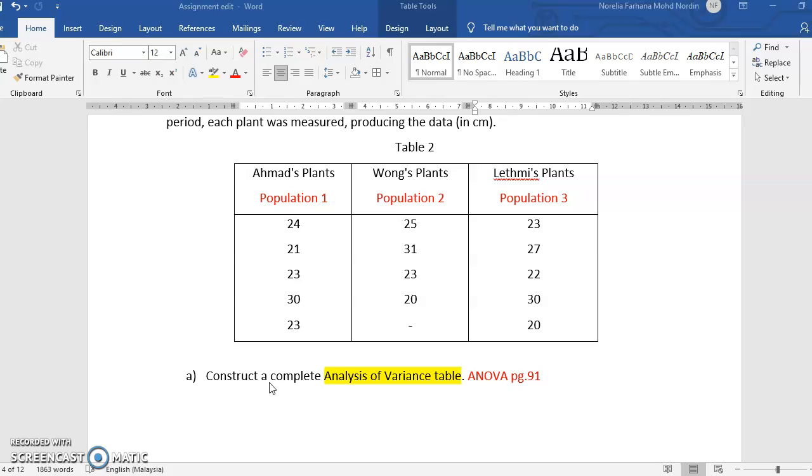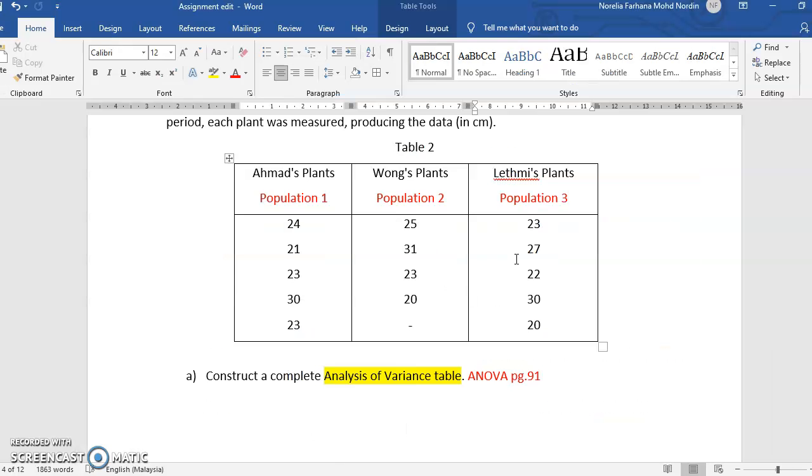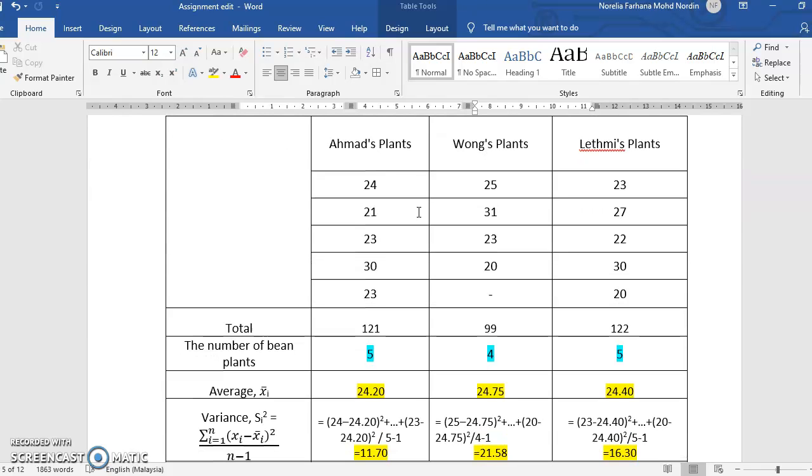First question: construct a complete ANOVA table. Page 91, refer to the ebook. This is the ANOVA summary table, and all the parameters must be included in the answer. First, we copy and paste the data to construct the new table. This is group 1, group 2, and group 3.